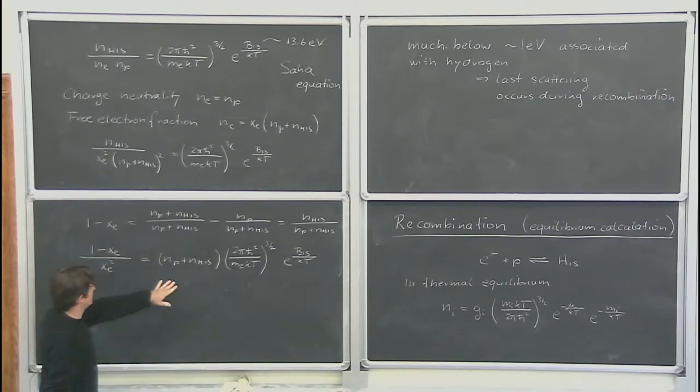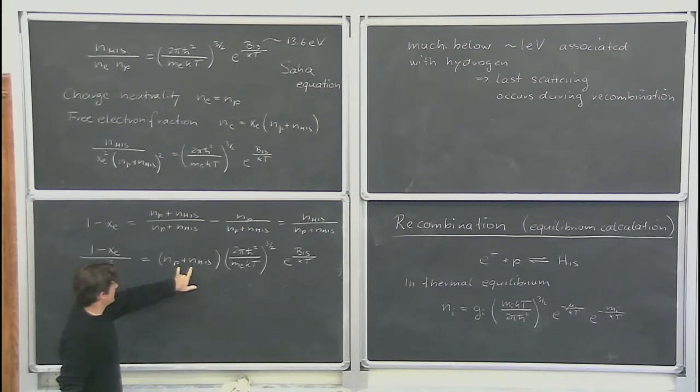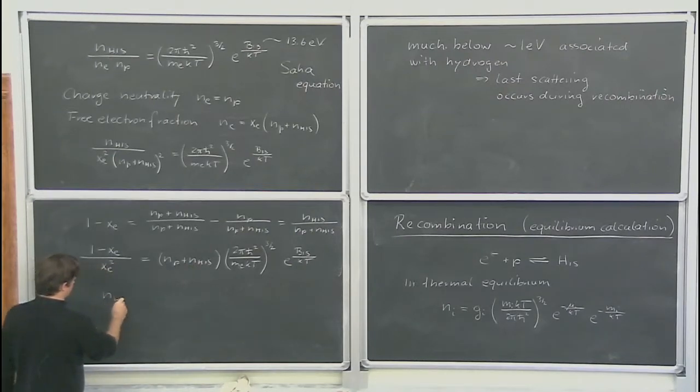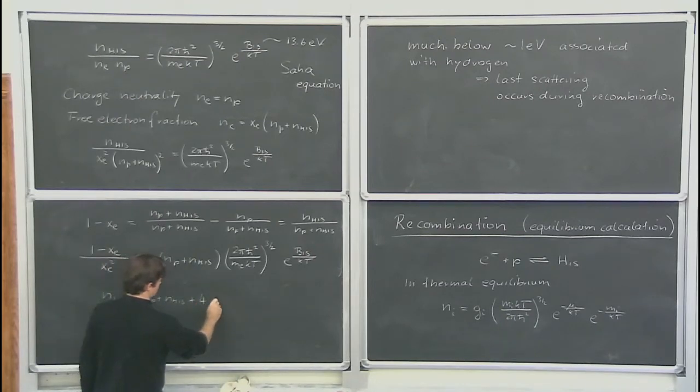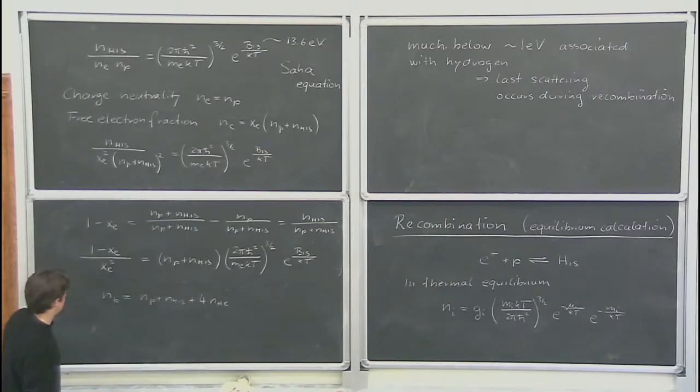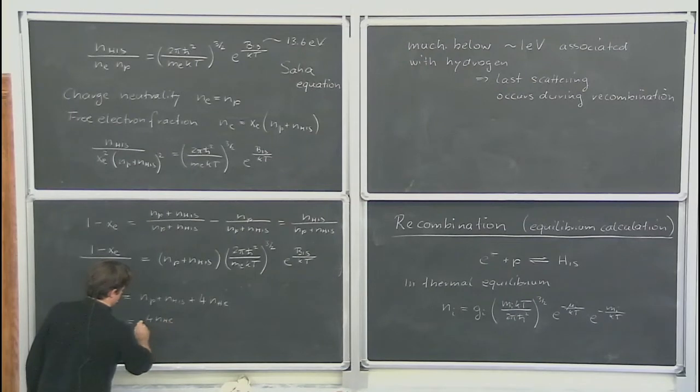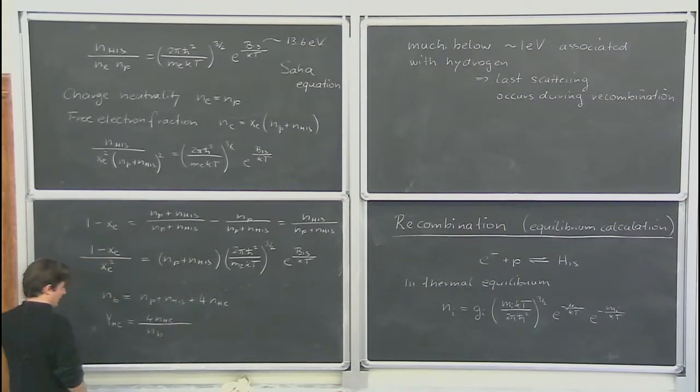And the last thing we can do is this is almost the number density of baryons, but not quite, because the number density of baryons is equal to the number density of protons plus the number density of H1s. But then there's also helium around, so there's 4 times the number density of helium. And so we also introduced at some point the helium mass fraction, which was 4 times the number density of helium divided by the number density of these guys, so divided by NB.